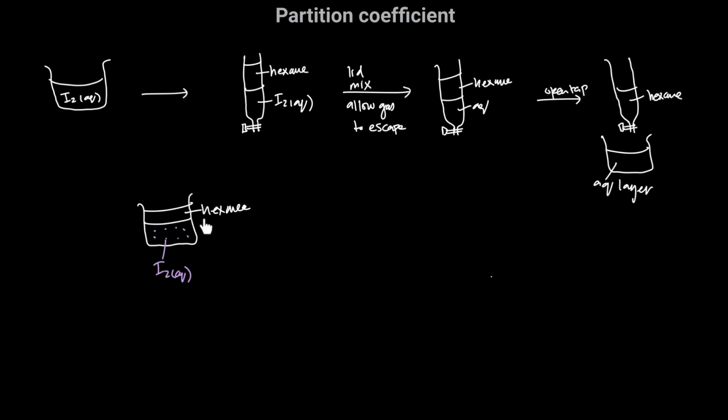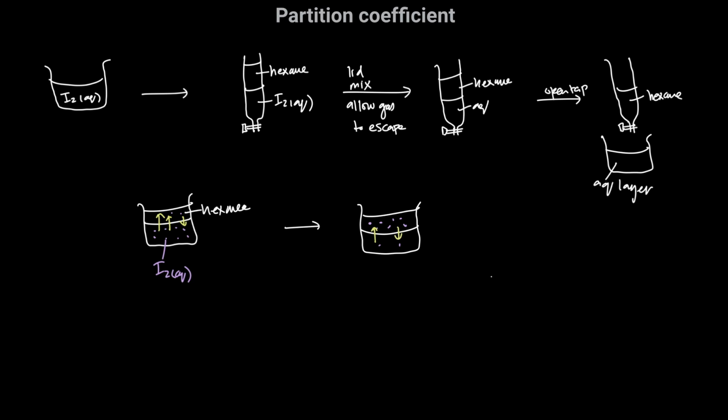Now initially, these iodine particles are moving around, and they start moving into the hexane layer. As they start moving into the hexane layer, simultaneously some iodine particles will be moving back from the hexane layer into the aqueous layer. Eventually the rate at which the iodine particles are moving into the hexane layer is equal to the rate at which they're moving back into the aqueous layer.